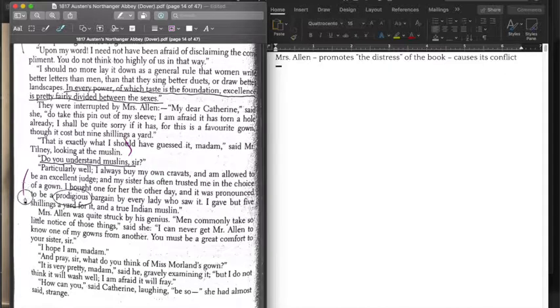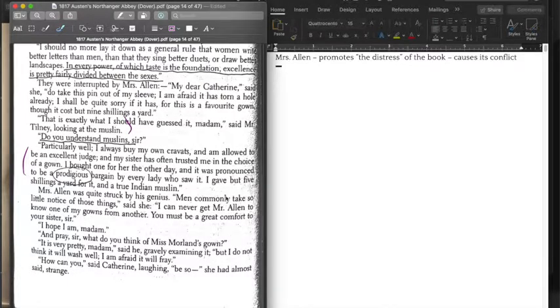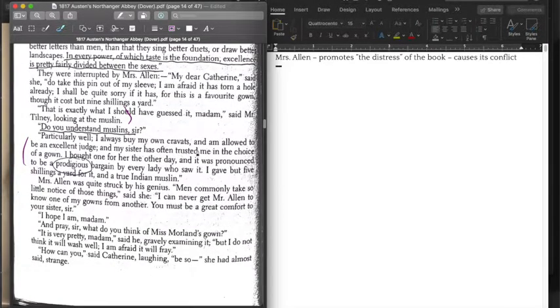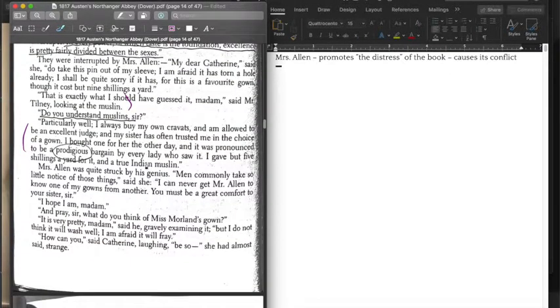Now, actually, he's not lying here. He's got this sister. This is a good window into Mr. Tilney here, because he's like one of those guys who's around women. He knows things that women do and are expected to do, and he participates, you know. My sister has often trusted me in the choice of a gown. Like, his sister lets him pick out dresses sometimes. He has good taste. I bought one for her the other day, and it was pronounced to be a prodigious bargain by every lady who saw it. He's like, I even know a good deal.